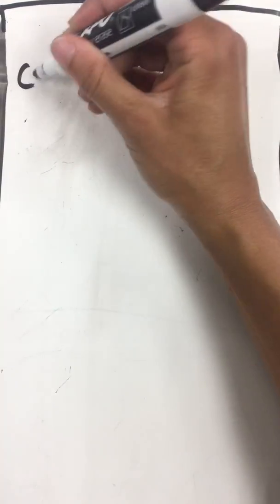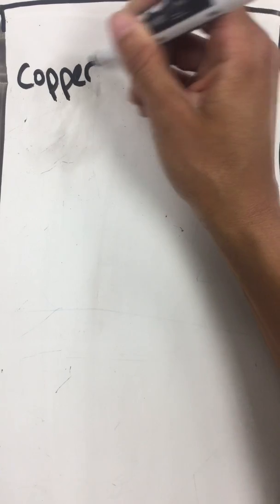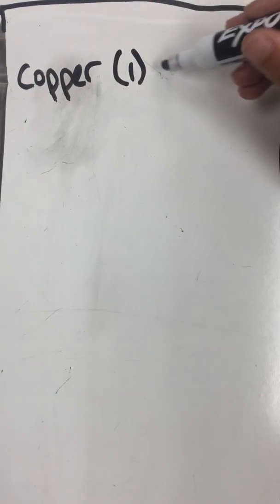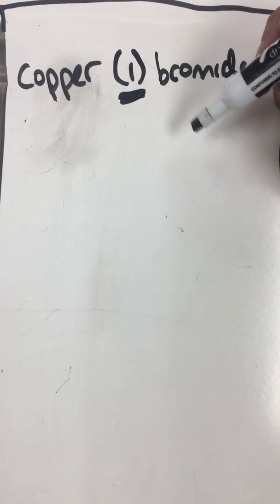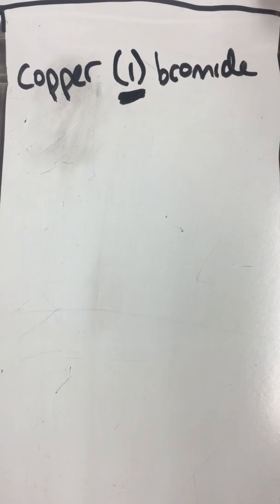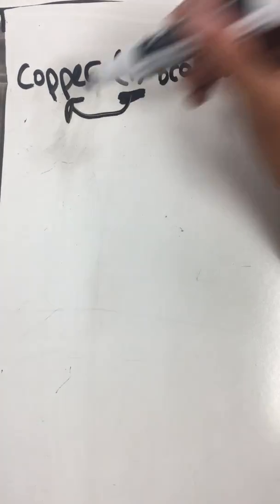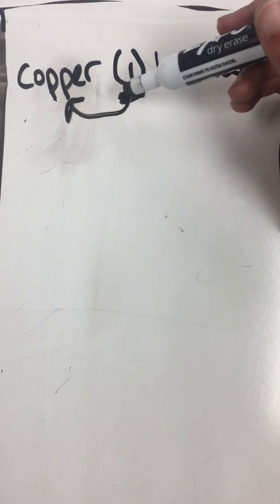So one, we can go from the name. So let's say that we have something that says copper 1 bromide. And we can tell from this name here that the charge on copper is going to be 1. So we always use Roman numerals to indicate what the charge is going to be on our metals. So again, keep this in mind. A lot of people get confused. This is not about how many coppers we have. This is just the charge of that copper.